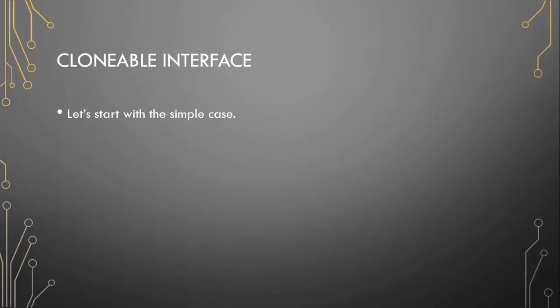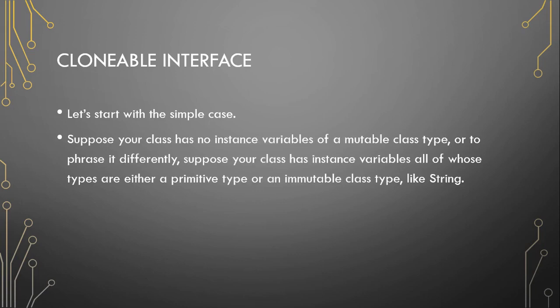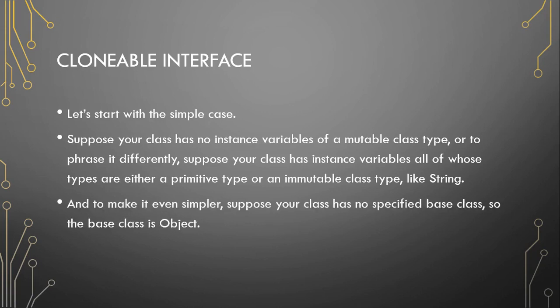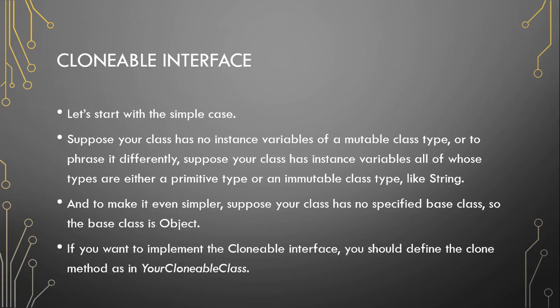All right, so let's just start first with a very simple case. Suppose your class has no instance variables of a mutable class type, or to phrase it differently, suppose your class has instance variables, all of which are either of primitive type or are immutable type like string. And to make it even simpler, suppose your class has no specified base class, so the base class is object. If you want to implement the clonable interface, you should define the clone method as in your clonable class.